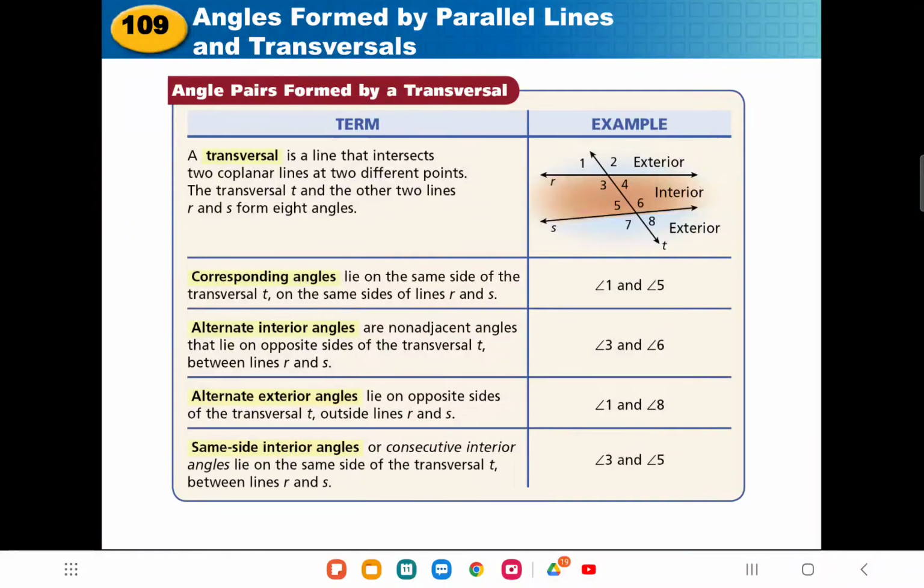This is Mrs. Often. We're back with more information about angles formed by parallel lines and transversals. In this section, we will be looking at application problems involving angles formed by parallel lines and transversals, and we'll also discuss the special properties of angles that are formed when two parallel lines are cut by a transversal.